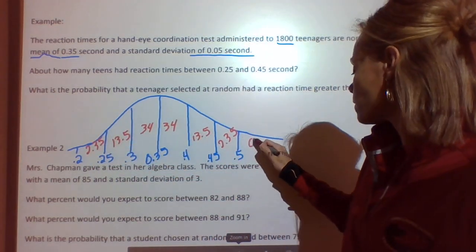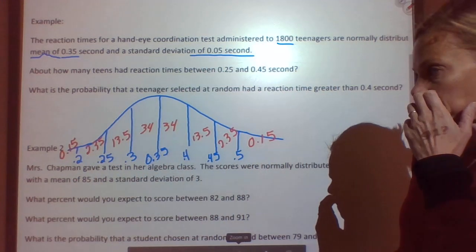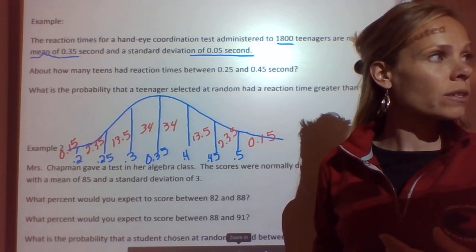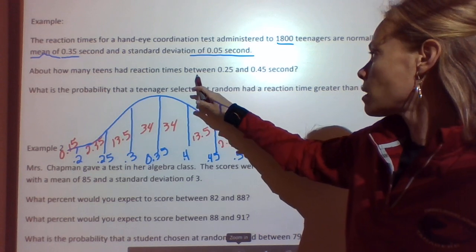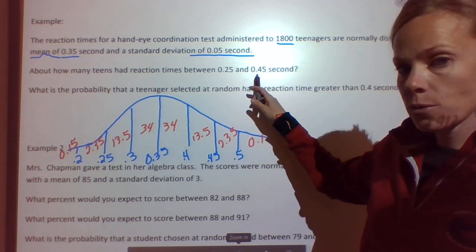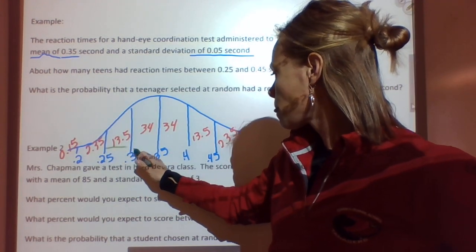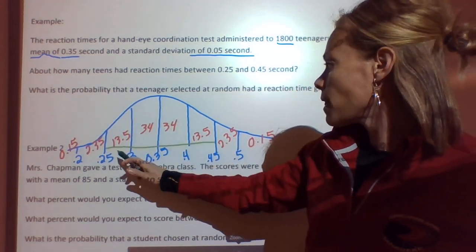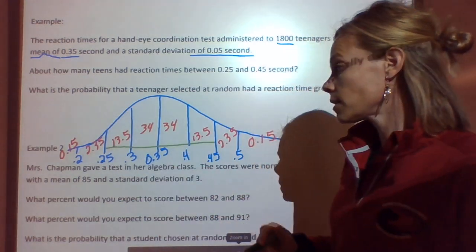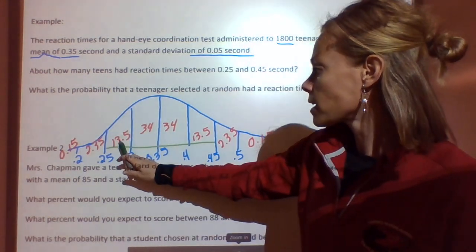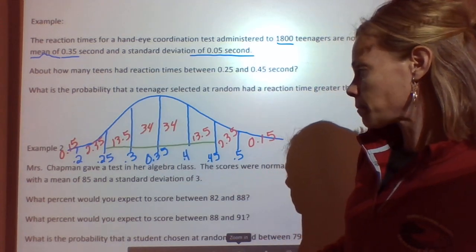And then 0.15. Okay. Now that I have this normal curve set up, I can answer some questions. My first question is, how many teens had a reaction time between 0.25 and 0.45? On my normal curve, if I go from 0.25 to 0.45, that's everything within 2 standard deviations, which I can remember is 95%, or I can just add up those 4 numbers and get 95%.